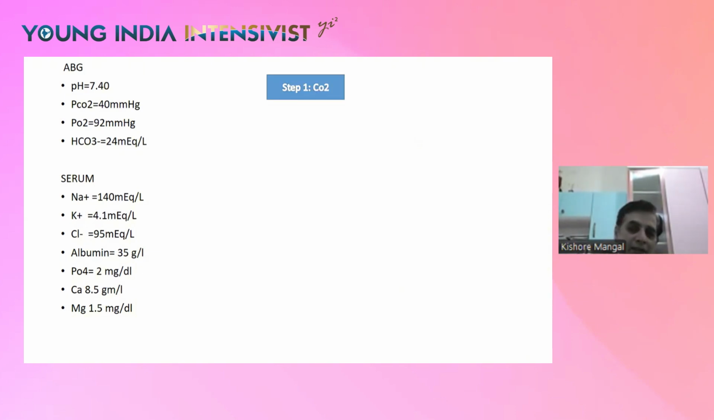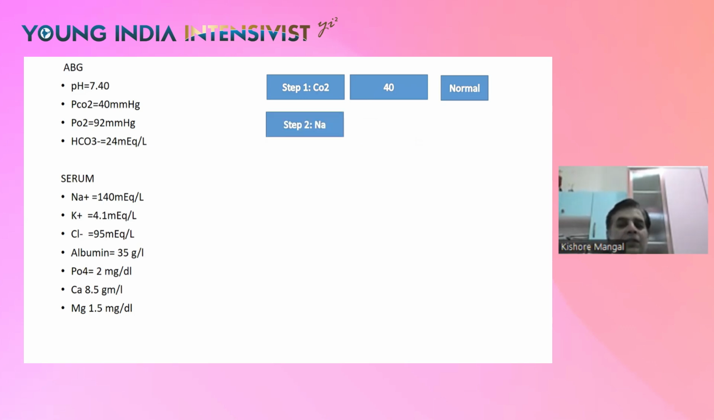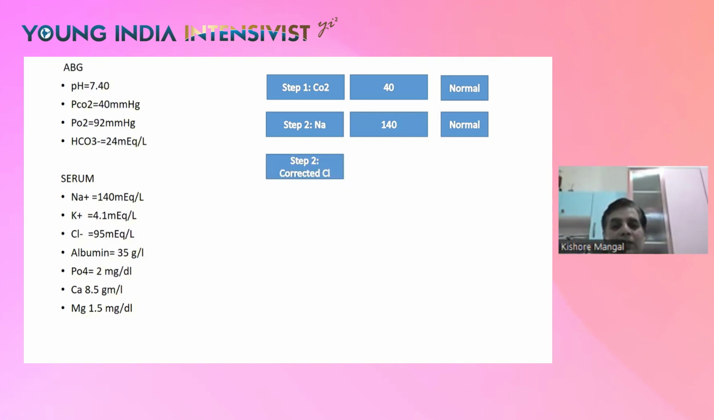Let's see. Step 1 was to see the CO2. CO2 is 40, it is normal, so no respiratory disorder, absolutely clear. Step 2 is to see the sodium level. Sodium level is 140. This is also normal, so no major water excess or deficit here. Next is the corrected chloride. Chloride is 95, sodium is 142 and 140. Okay, I think it should be 140. So it will be 95.